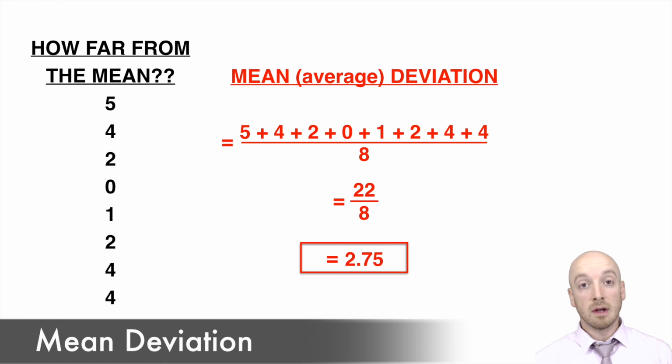Now I'm going to show you another example of mean deviation. Try and follow along and make sure you understand that when I take the differences, I don't care if they're positive or negative, I just want to know how far from the mean. And then when I'm adding them all up and dividing by the total number of values, that's the answer I'm looking for: the mean deviation.